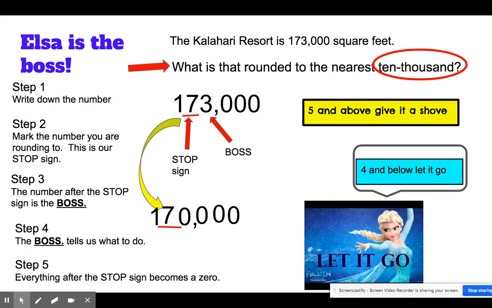So again, our question was, what is 173,000 rounded to the nearest 10,000? Well, the answer is 170,000.